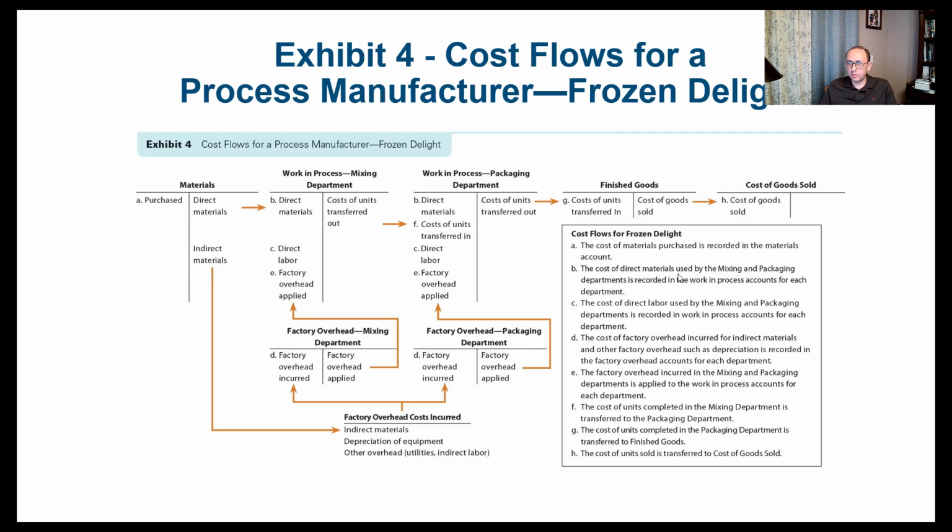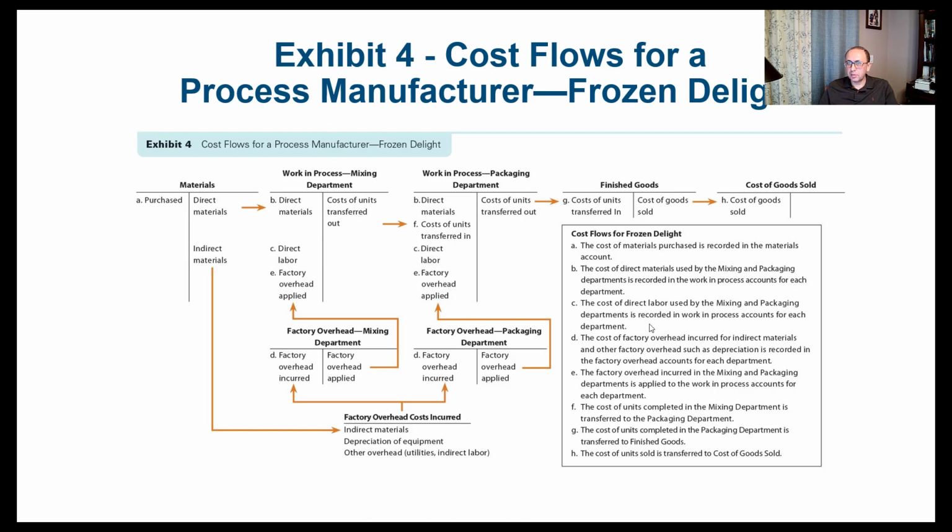And then the cost of direct material used by the mixing and packaging departments is recorded in the work in process accounts for each department. So you see here the direct material will go out, recording it by debiting the work in process, and it's going to be credited in the material account. So that's part B. You can also see that some direct material is used in the packaging department. In this case, it's the cartons that are used in packaging the ice cream.